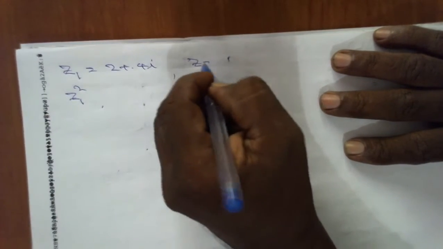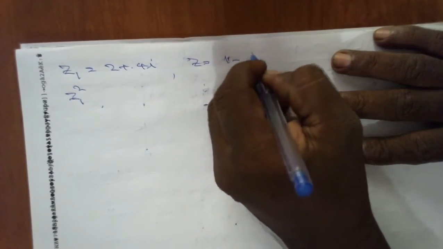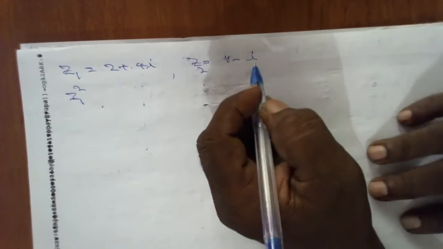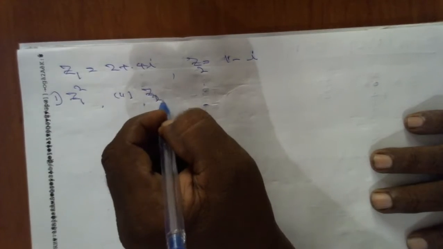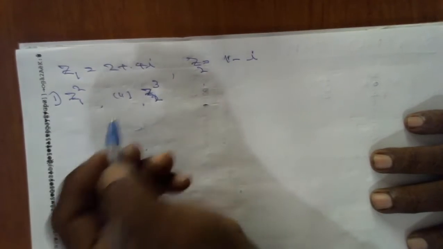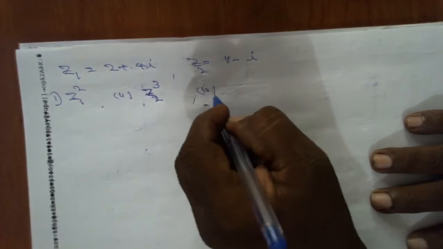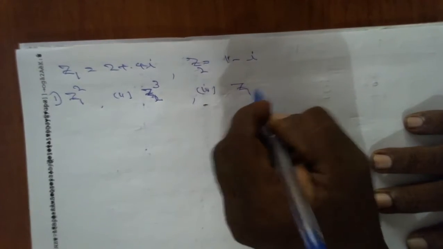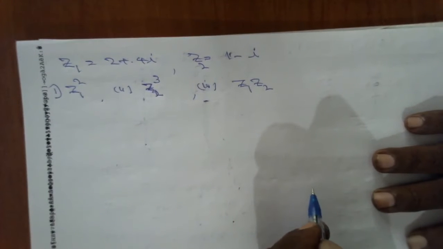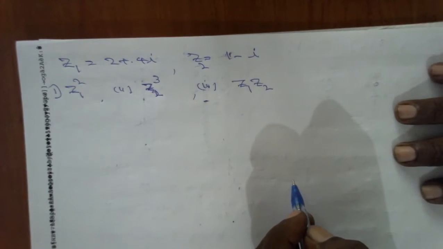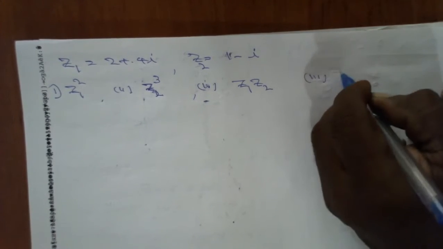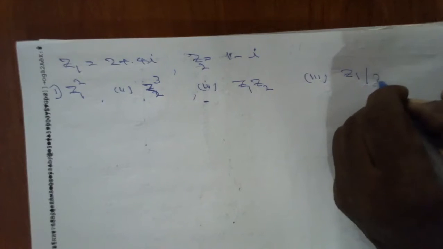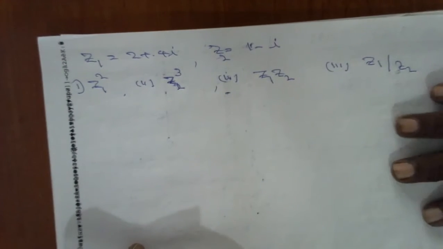And C2 equals, let's say, 1 minus i, like that, this C2. Then what is C1 squared? What is C2 cube? What is C1 plus C2? How to get the product of these two complex numbers? How do you take the division of these two complex numbers? C1 over C2. Let's see how you can manage it.